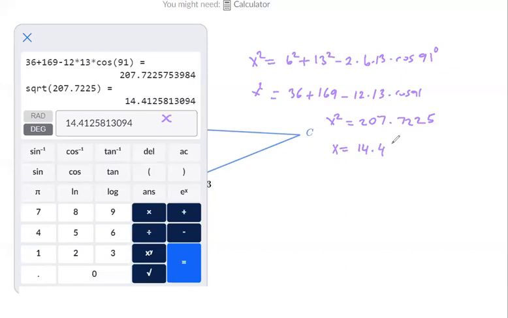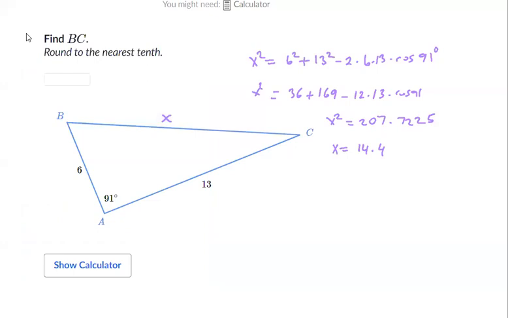Before I move on, I just want to give you one quick check. Ask yourself, is the number I got expected based on the given figure? We have 6, 13, and x, and this angle is 91 degrees, which is a bit larger than 90. If it were 90, BC would already be the largest side, and it has to be larger than the other two sides, which it is, so that is expected. Then you can go ahead and submit that. So that was the second question.